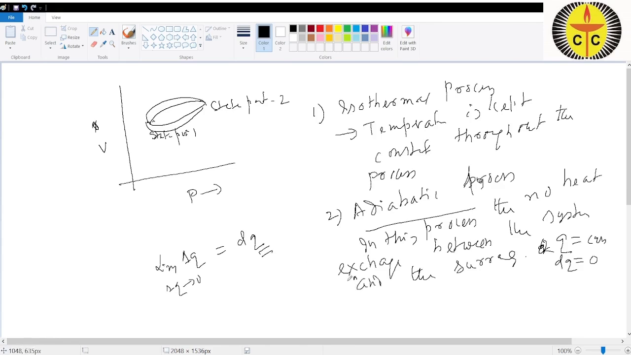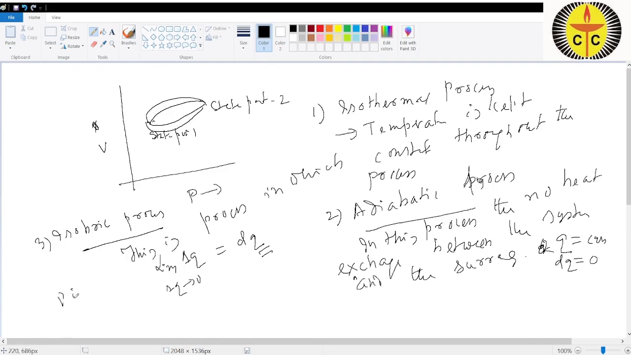Next process is the isobaric process. This is the type of process in which the pressure variable is kept constant.